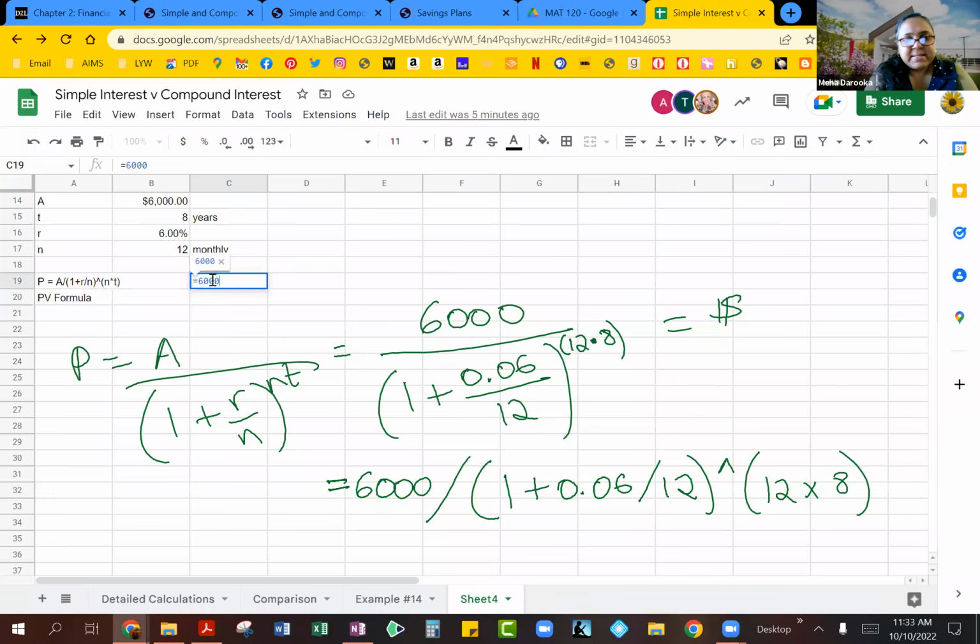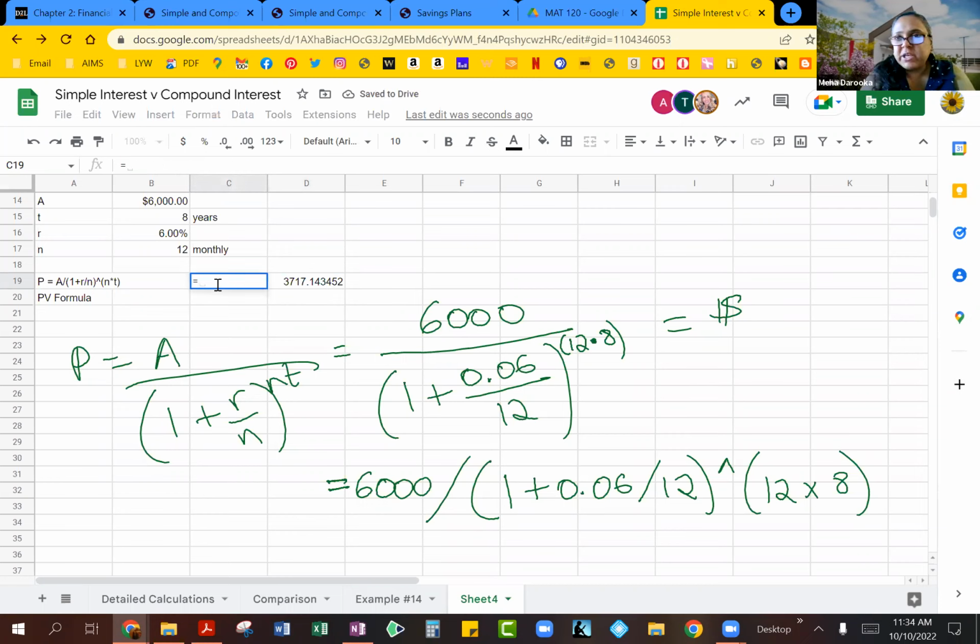So that would be 6,000 divided by, open parentheses, 1 plus 0.06 divided by 12, close parentheses, and then we raise it to the power of, since you're doing 12 times 8, put that in parentheses again, and then 12 times 8 would come out to be our math. So you can see this comes out to be 3,717. Now, this was me typing in the numbers just to show you how to place that. And I'm just going to move this here.